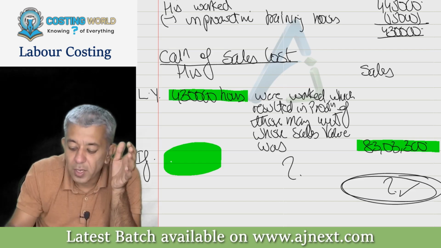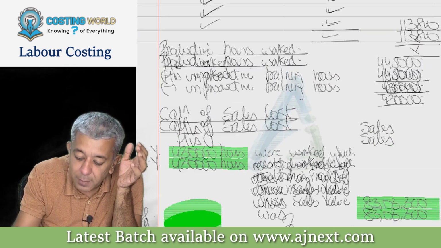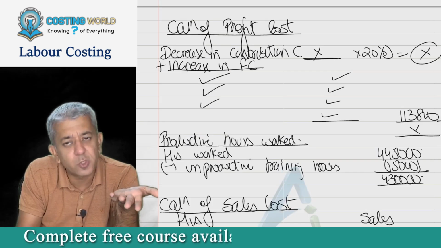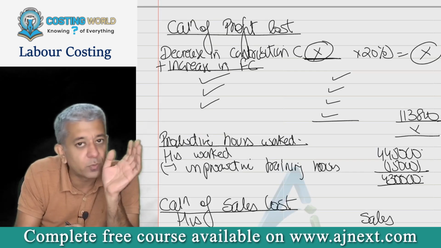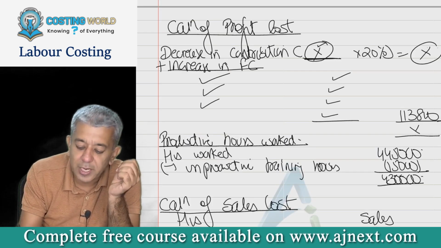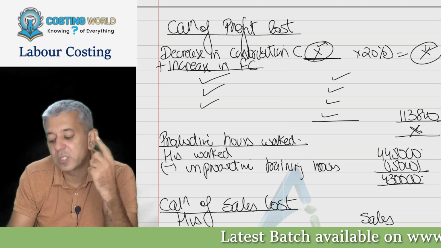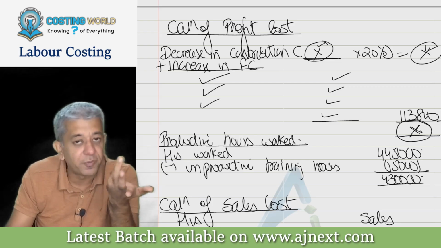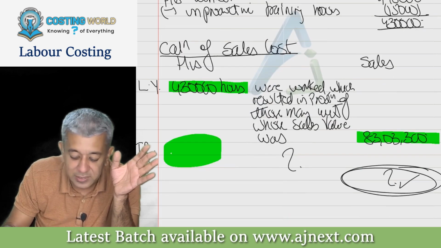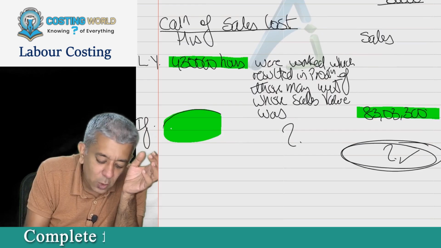Yes, sir. Okay. The moment I get this number, this will be my sales loss due to labor turnover. That number I'll put over here. If that much sales I lose into 20%, that much contribution I lose, plus I incur this much amount of fixed cost, and finally this will be the amount of profit that I'm going to be losing. So therefore it's as simple as this. So now I only require one number over here.